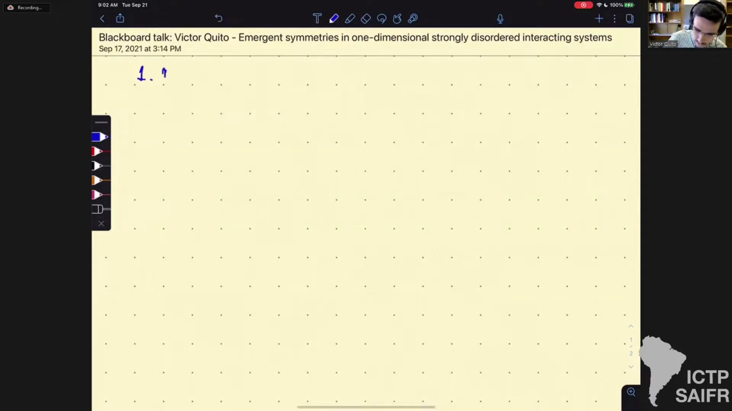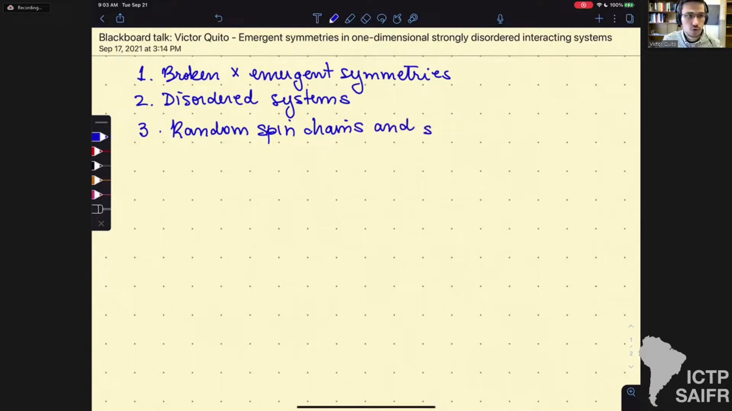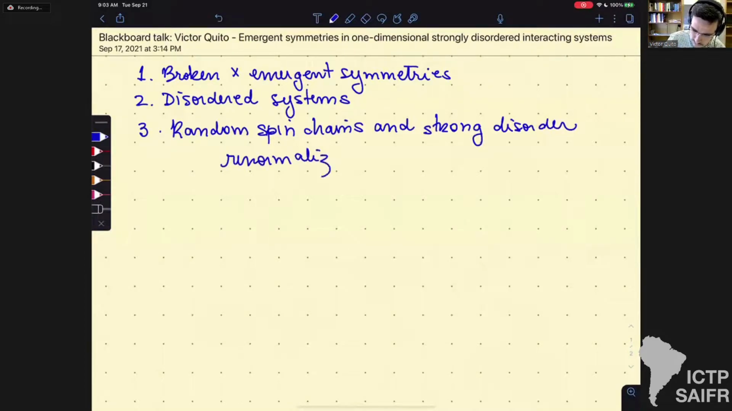So first, I will talk about broken versus emergent symmetries. Then I will give a brief introduction to disordered systems. These are two important ingredients for our results that come later. Then I will talk specifically about random spin chains. And I will introduce how to handle such a system, that is via the so-called strong disorder renormalization group, that is also known as SDRG.